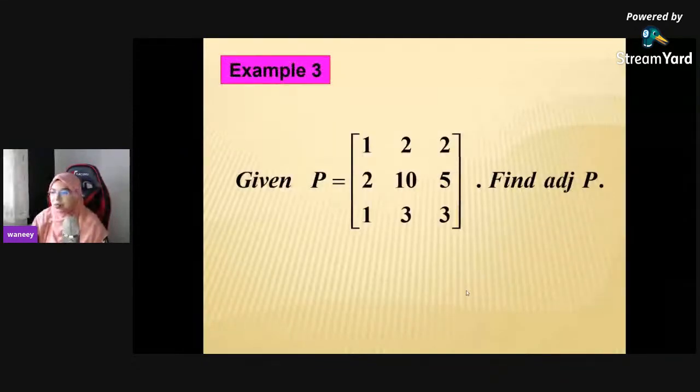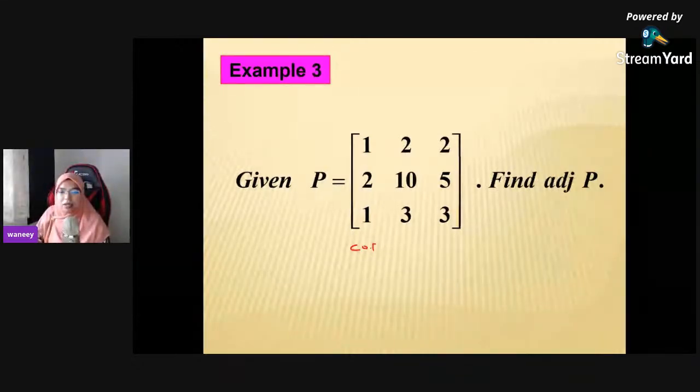Let us go to the next one. Given P 122, 2, 10, 5, 1, 3, 3. So now we got to find adjoint of A. So again, you have to calculate what is the cofactor. And once you have the cofactor, adjoint of A is simply cofactor transpose. So we have to write down the cofactor matrix and then transpose it to get the adjoint matrix.